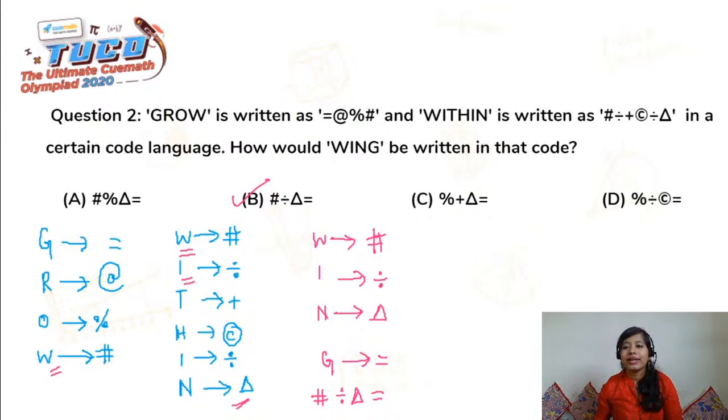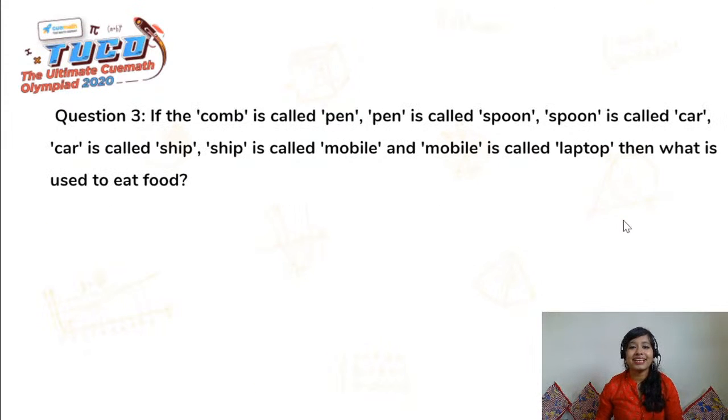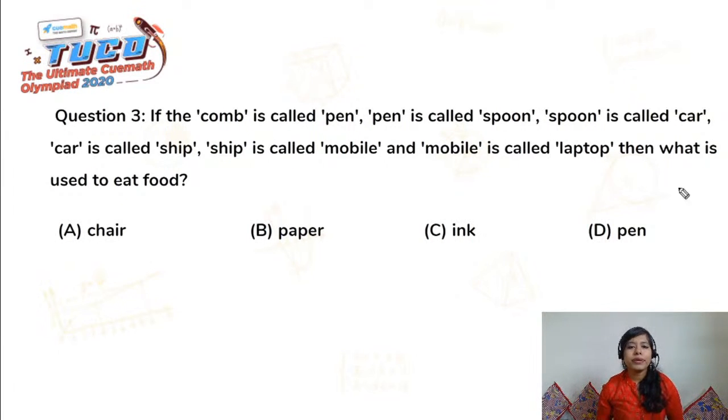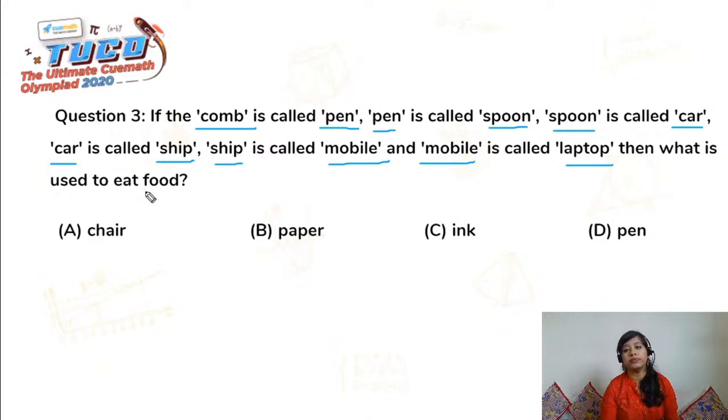Alright, now let me give you a practice question. I want all of you to check this out. We have done a similar question earlier, the hat question, right? Let's see who is going to give the right answer. Let me also display the options, so you can go ahead with the options and give me the right one. If comb is called pen, if pen is called spoon, if spoon is called car, if car is called ship, and the ship is called mobile, and mobile is called laptop, then what is used to eat food?